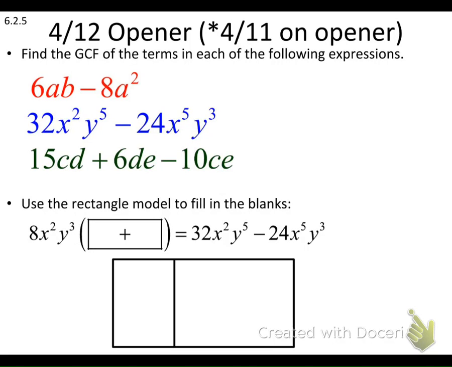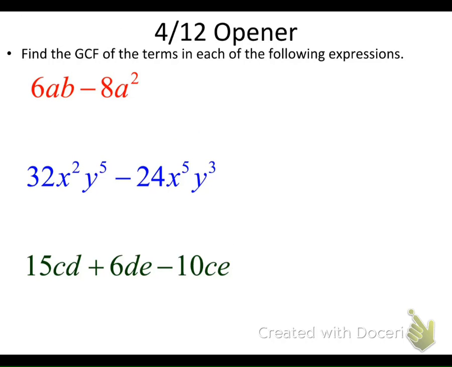So the opener on your desk says 4/11, but today's date is actually 4/12. So we're going to go ahead and do yesterday's opener for today, just to get us caught back up after testing. Earlier in the week, we finished up the greatest common factor notes, which we started on Friday and finished on Monday.